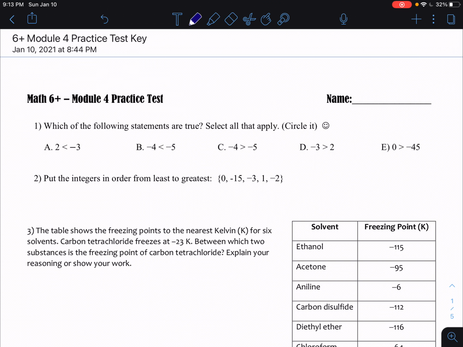Hey everyone, tonight I'm going to be going over the answer key for the Module 4 practice test to help you get any questions answered that you might need help with.